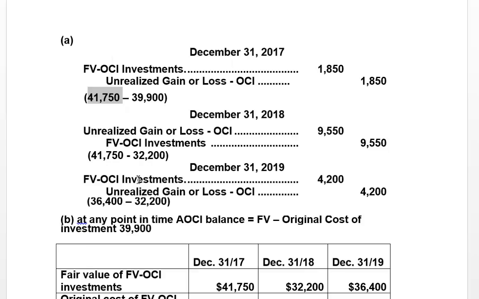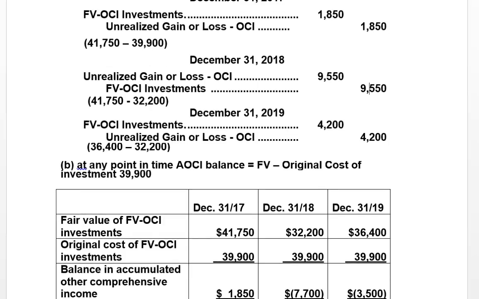At the end of 2018, we have our fair value through OCI investment sitting at its most recent carrying value, which is what we adjusted it to, $41,750. However, the fair value's dropped. At the end of 2018, it's $32,200. So now the difference between these two amounts is $9,550. So to set our fair value through OCI investment at $32,200, we have to debit the unrealized gain or loss account in OCI and credit the investment account by $9,550.